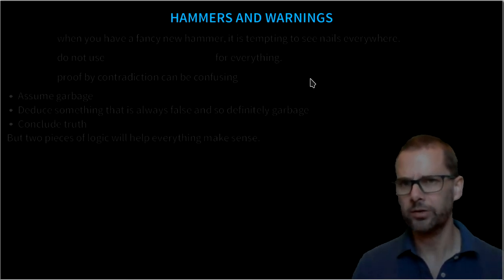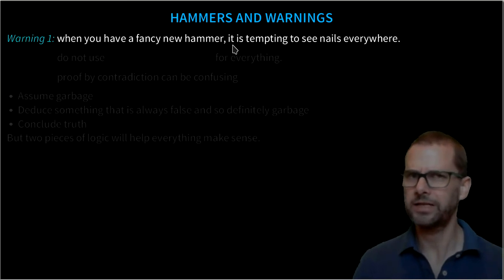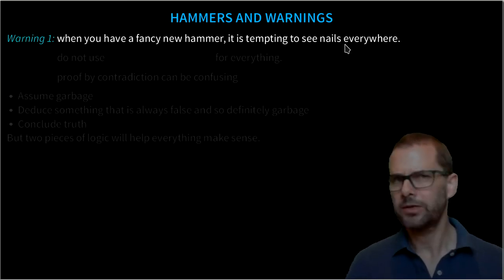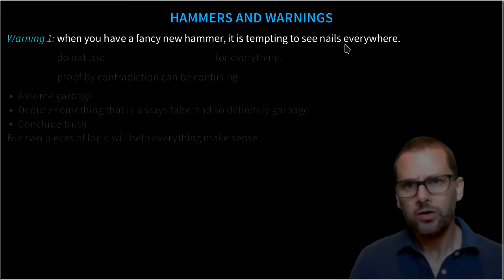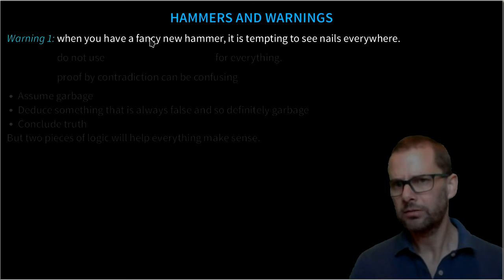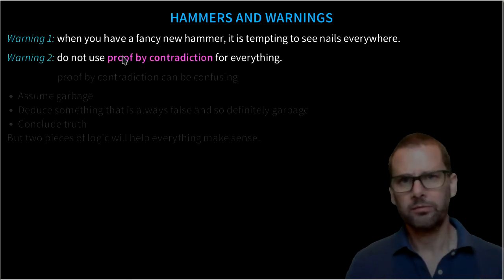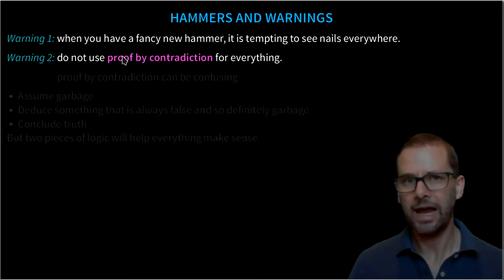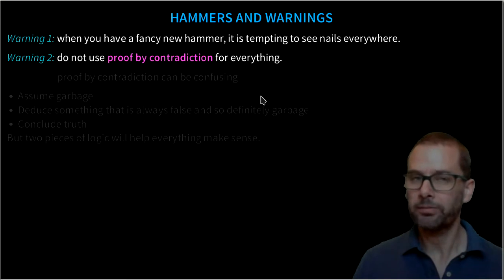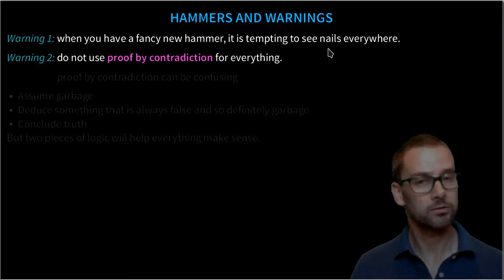As I said, I'm going to start with a little bit of warning. Warning one is that when you have a fancy new hammer, or any nice new fancy tool, it's tempting to see nails everywhere. That is, you try to use it everywhere, even where it's maybe not appropriate. So, please, once you've learnt proof by contradiction, you don't have to use it for everything. You can use other techniques. Please don't use proof by contradiction for everything. But there are definitely some places where it works really well, which we'll see.